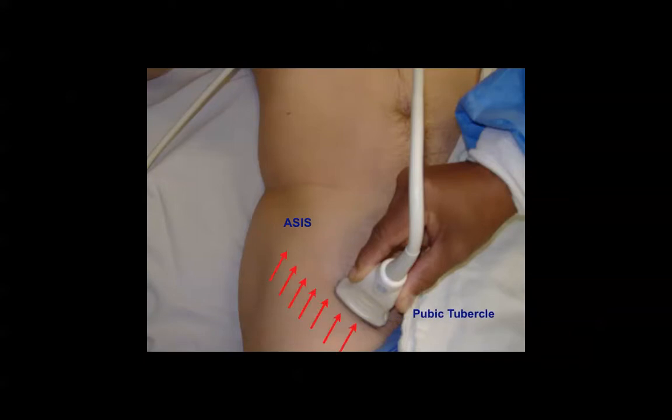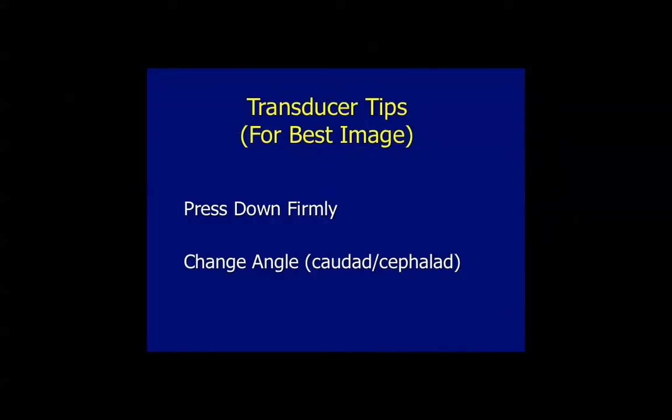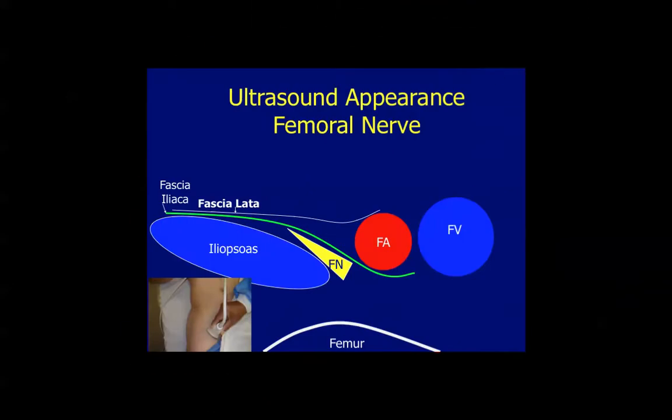These are the 2 points connecting the inguinal ligament, and if we position the transducer on the medial third of this line, we get a very characteristic image if we press down firmly and change our angle caudad and cephalad until we get a view that looks like this.